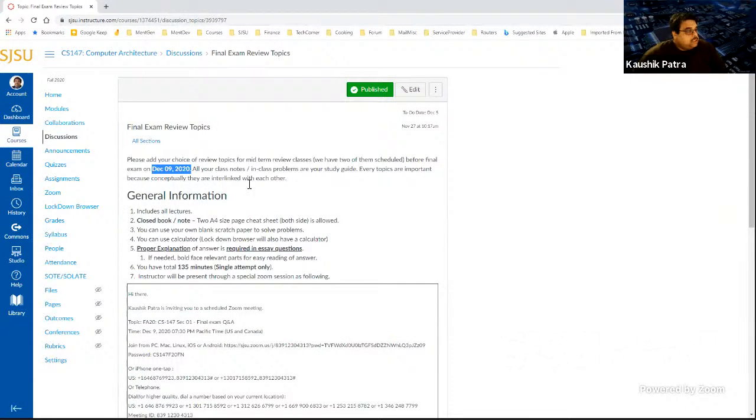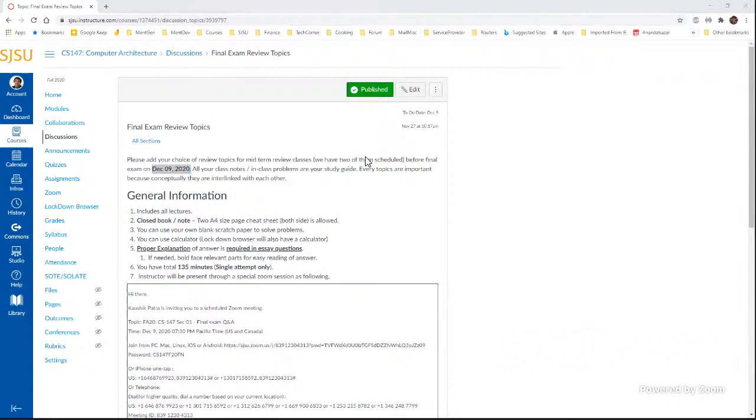A little more detail on the final. It's on December 9, and includes all the lectures, closed book, closed note. You can use two A4 size pages for the cheat sheet. Both sides are allowed. So I presume you'll probably use your midterm cheat sheet once more for one part, and another is the other part. Anyway, it's up to you.